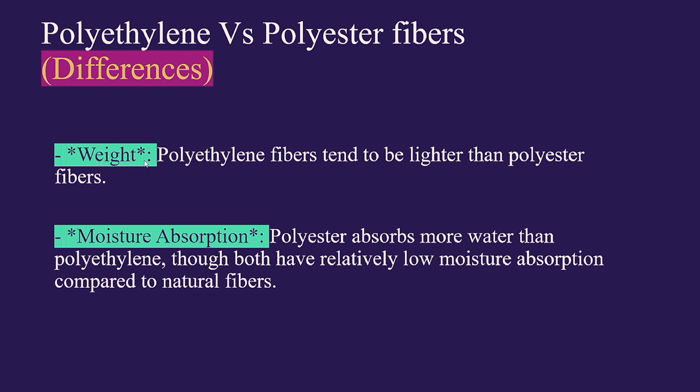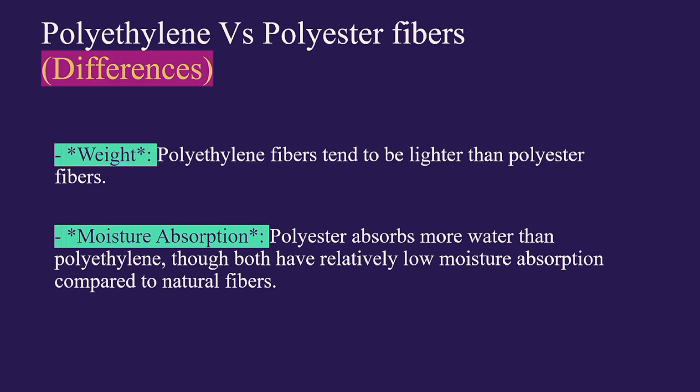The fourth is moisture absorption. Polyester absorbs more water than polyethylene, though both have relatively low moisture absorption compared to natural fibers. Natural fibers have high moisture absorption as compared to synthetic fibers. So this was the difference between the polyethylene and polyester fibers.